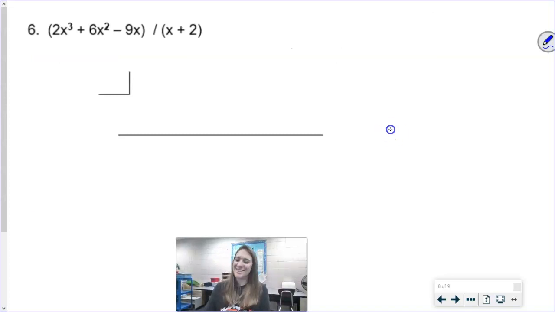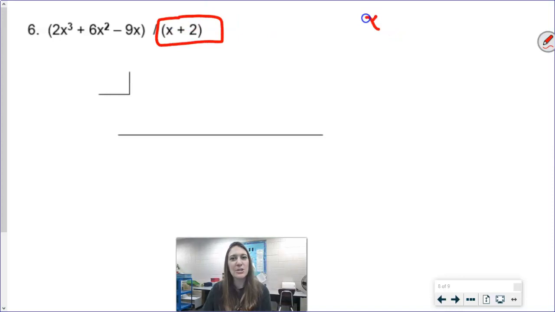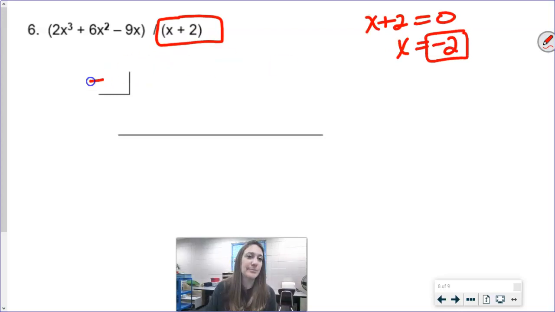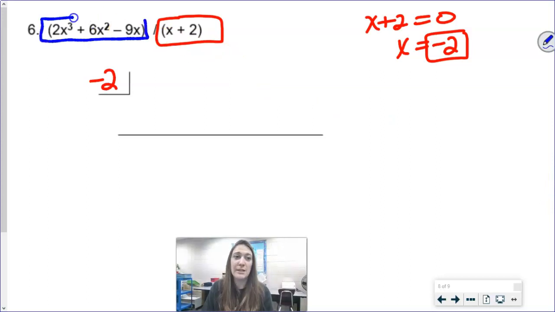All right, so number 6, we have to look at our divisor and think, okay, what's the solution to my divisor? My solution to my divisor would be x equals negative 2. That's what goes in the box. Then we line up our coefficients in standard form. This one's a little tricky. It starts off with cubic. It goes 3, 2, 1.